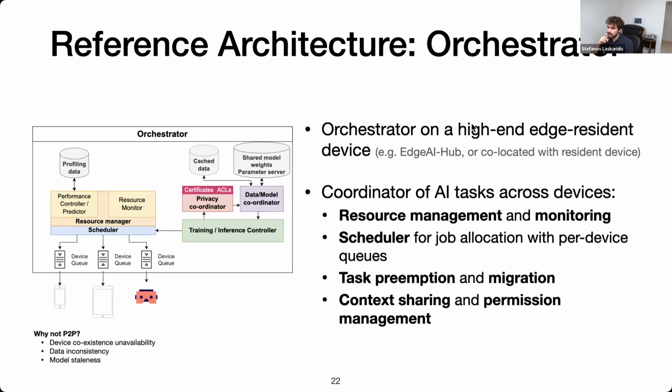One might ask why not go with a peer-to-peer architecture, and this is a perfectly valid question if you ask me. The reason is that devices at the edge may not always be available, especially mobile devices, which can cause data inconsistencies as well as model staleness if we're talking about model personalization or training. Therefore, the peer-to-peer architecture would be significantly more complicated to implement and to guarantee robustness on top of it.